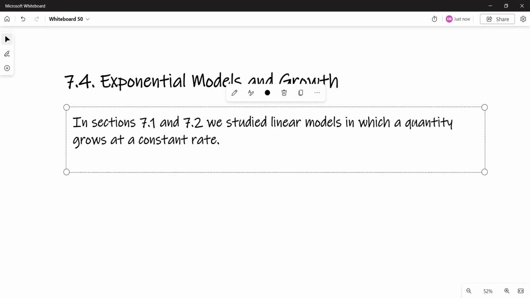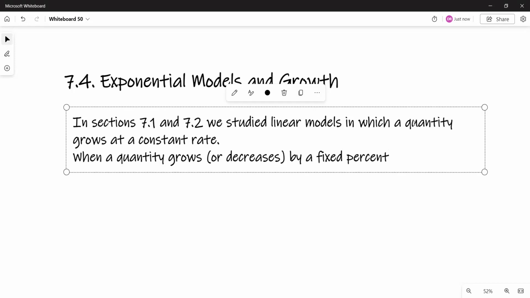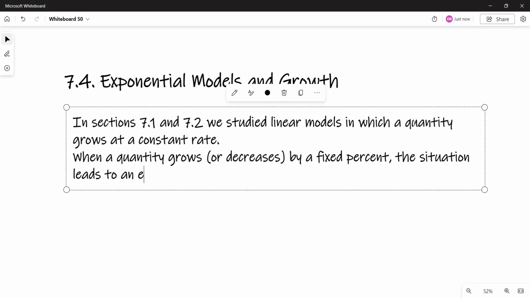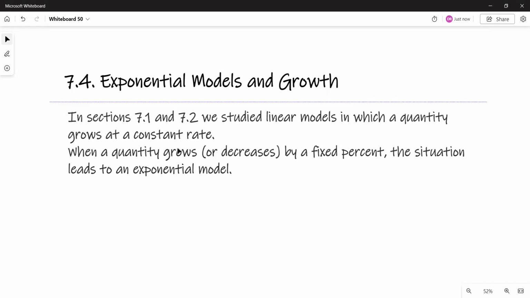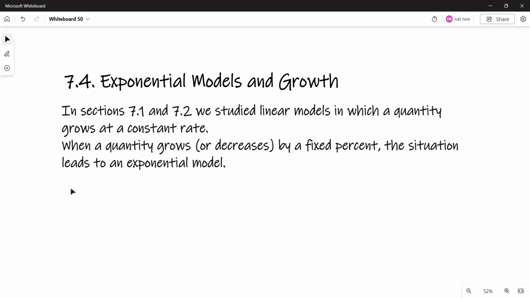Okay, so in this section, we're doing exponential models. When a quantity grows or decreases by a fixed percent, the situation leads to an exponential model. So here's the situation. This is the same situation as in the book.